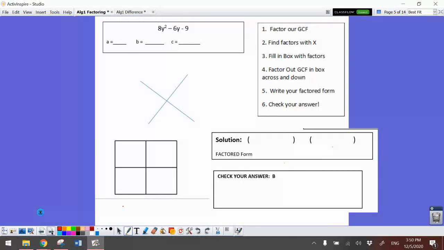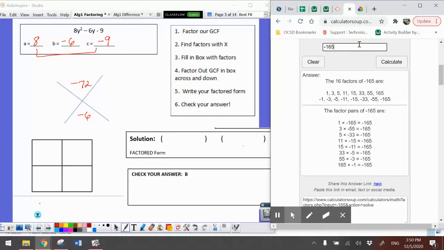Okay, let's look at this one. So I have 8y squared minus 6y minus 9. So A would be 8, B would be negative 6, and C would be negative 9. So I'm going to multiply A times C. That means my top number is a negative 72. My bottom number is a negative 6. All right, so let's get factors of negative 72.